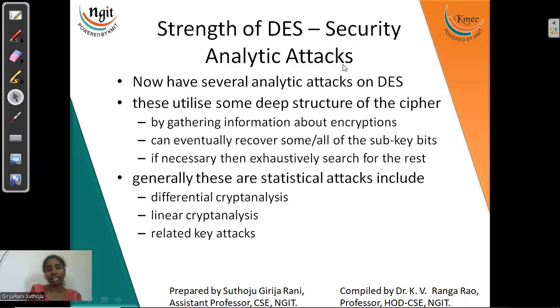Next, related key attacks. Obviously, they try to understand how they can get the key from authorized entities. You will be having key distribution centers and others who provide keys to us. So all this is the strength of DES. Here DES is strong enough to maintain all these subkeys, combinations, and everything.